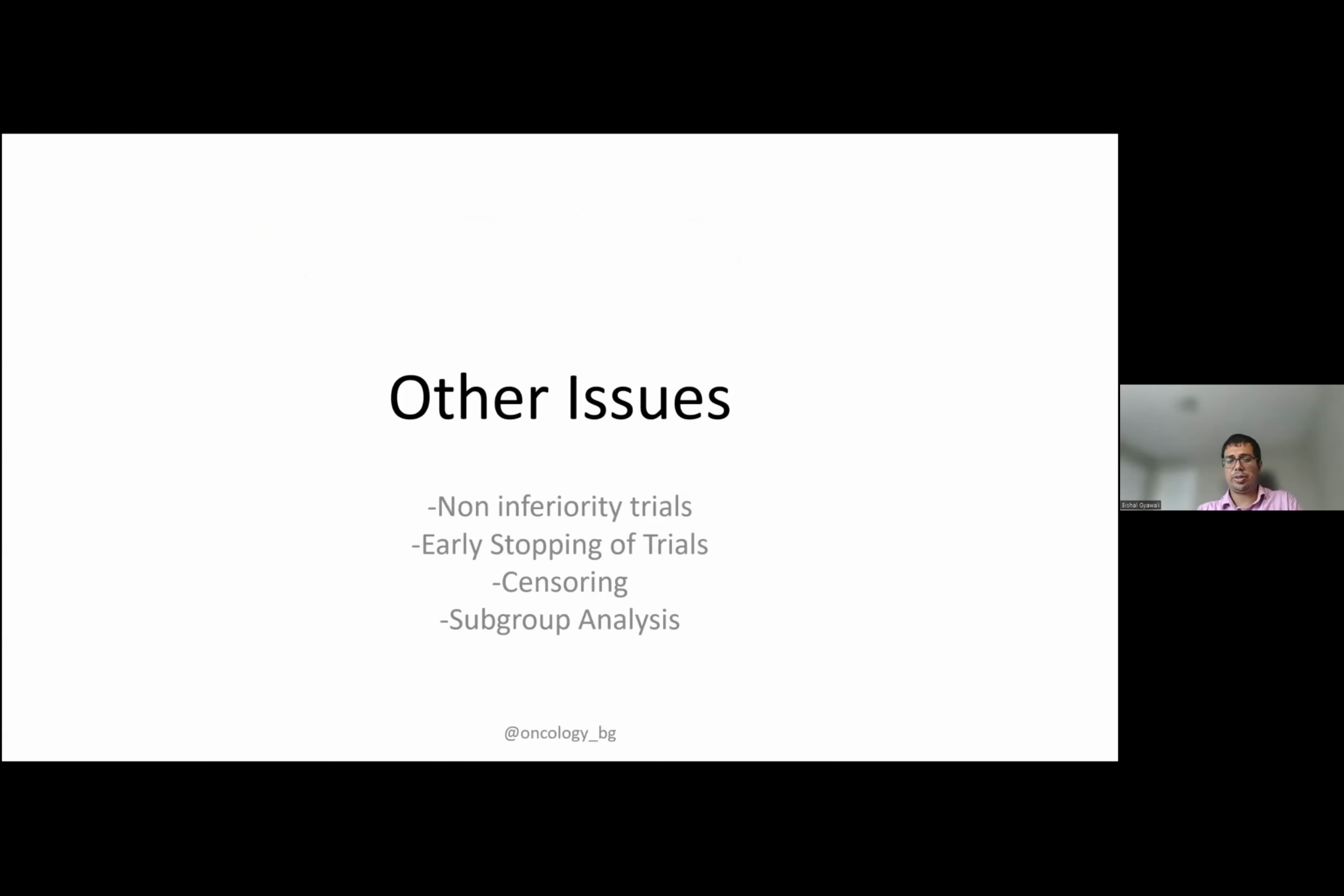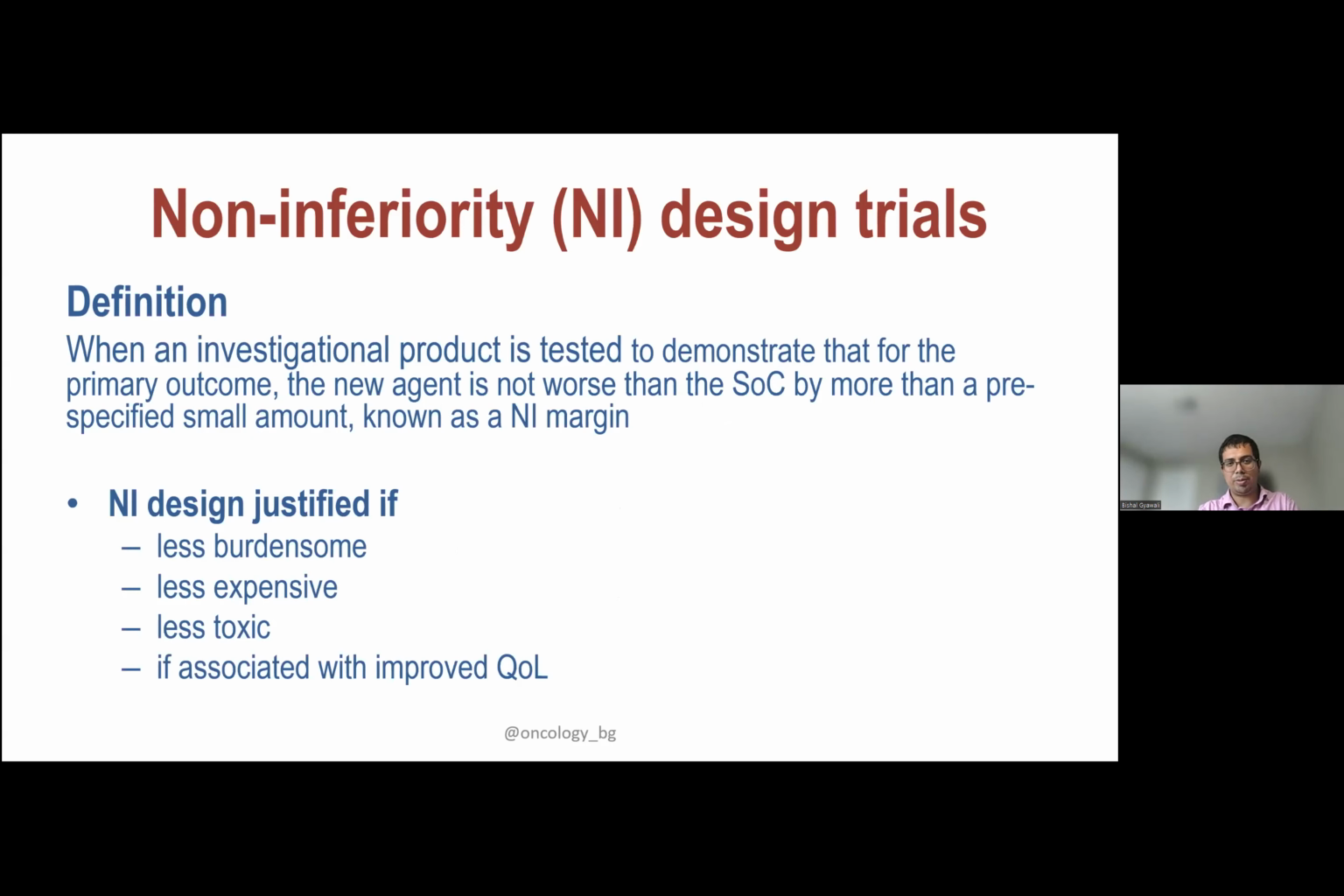Okay, some other issues. These things will take a lot of time, but just to make you aware about some of the issues related to critical appraisal. One is the non-inferiority trials. So far, what we have talked about are superiority trials, but there is a separate variety of trials called non-inferiority trials. And then there is the issue of early stopping of trial, censoring, and subgroup analysis. We'll not have time to discuss these in detail. I'll try to just touch on some of the things.